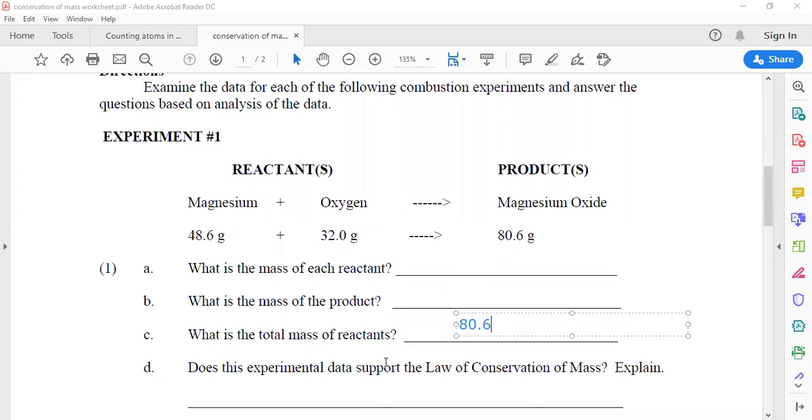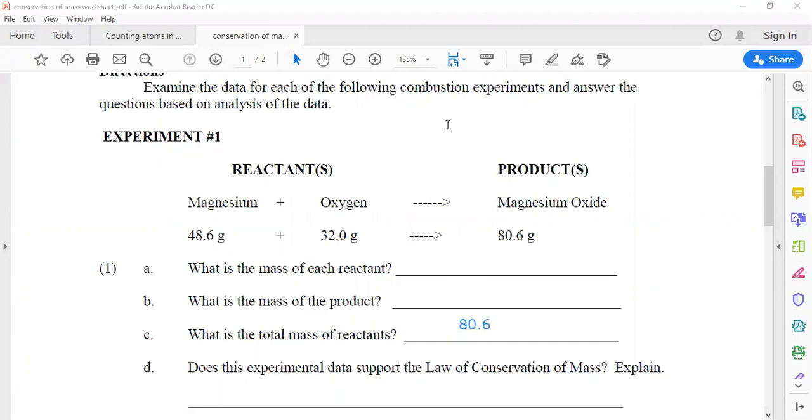So here comes your next question. Does this experimental data support the law of conservation of mass? We're going to say, of course it does, Mrs. Smith. Why does it? Because whatever I started with is what I ended with. So we're good to go. Okay, let me clear this stuff off.